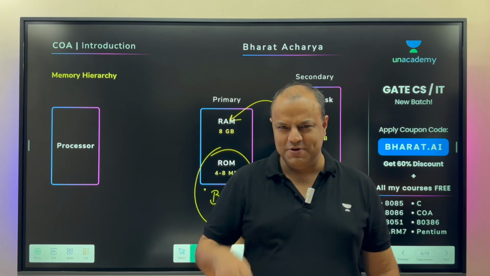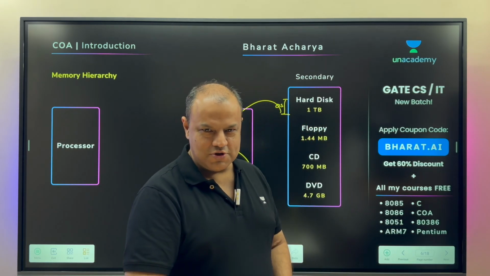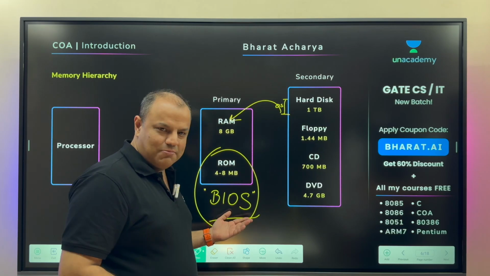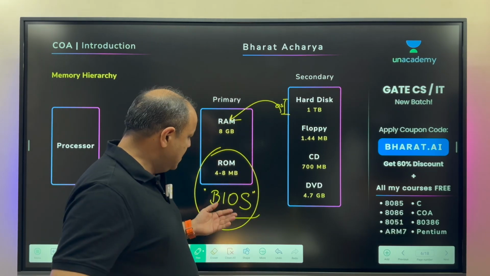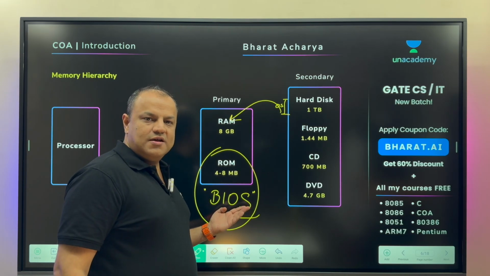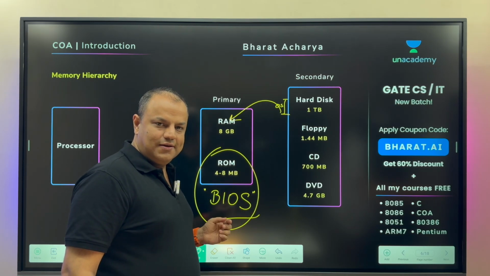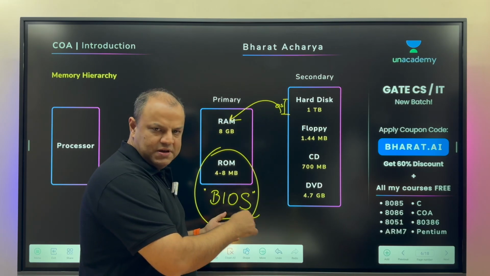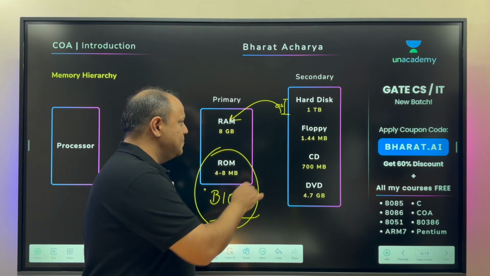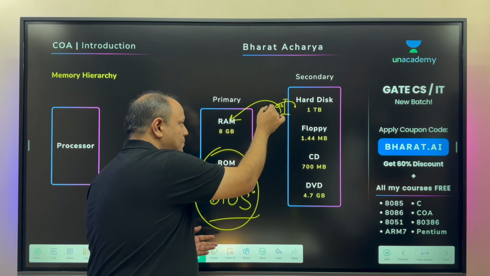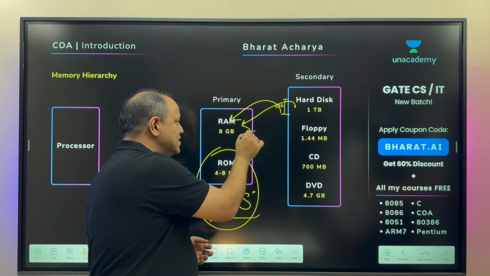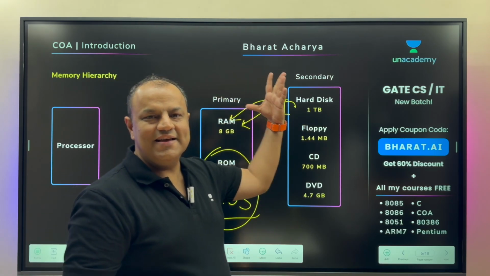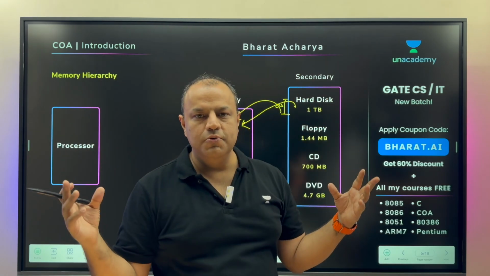The first thing that happens when you hit the reset button or the switch on button is a program called the BIOS. The computer goes to the reset vector address. You learn this in microprocessors, not in COA. Goes to a particular address from where it runs the BIOS program. That is inside the ROM. The BIOS program, apart from initializing your keyboard, mouse, printer, etc., will bring the operating system into the RAM. Once the OS comes into the RAM, the OS takes over and then your computer actually starts.